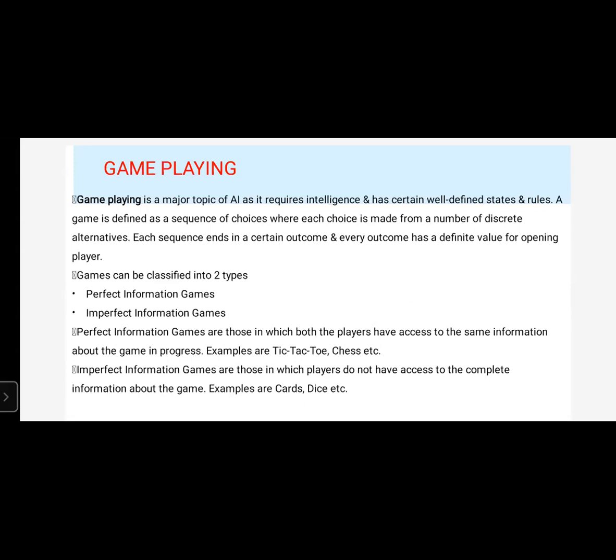Imperfect information games are those in which players do not have access to the complete information about the game. Perfect means both players will have the information, and imperfect means the players do not have access to the complete information about the game. Coming to the perfect information games, examples are the tic-tac-toe problem and the chess problem. Imperfect information games are card games, dice games, and so on.